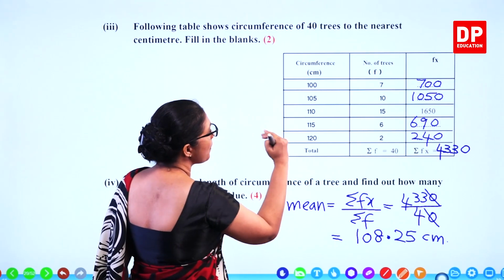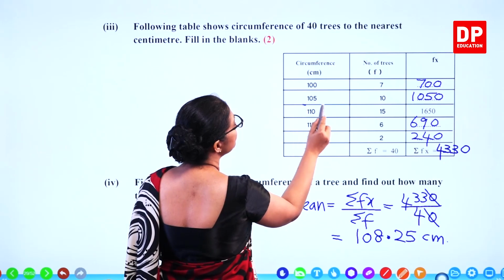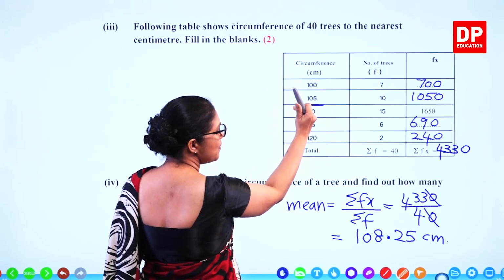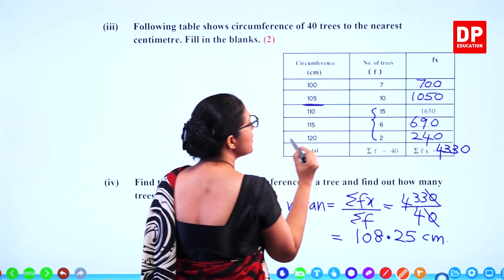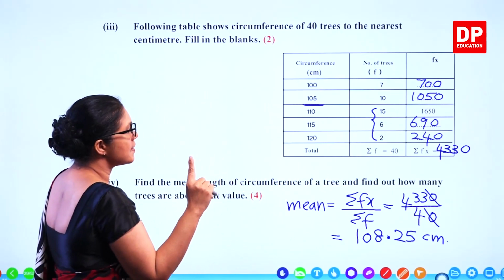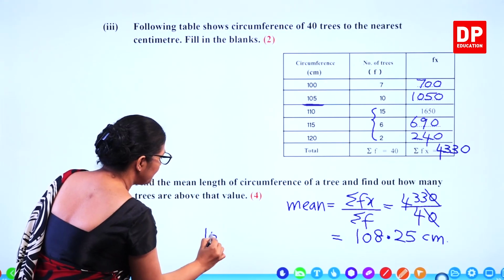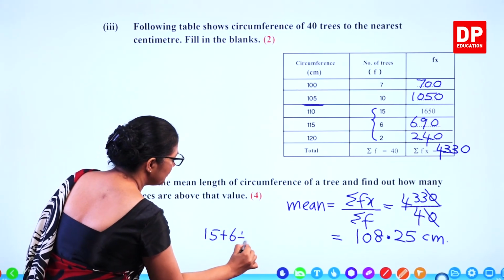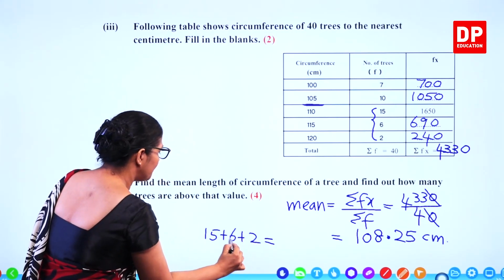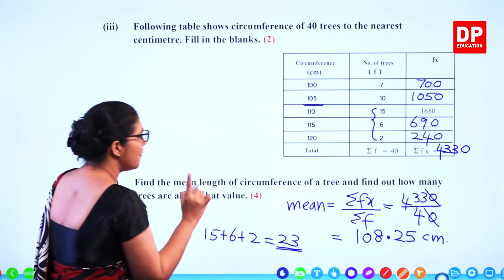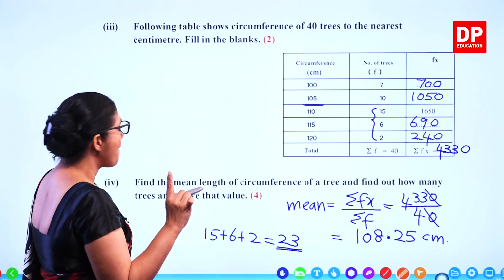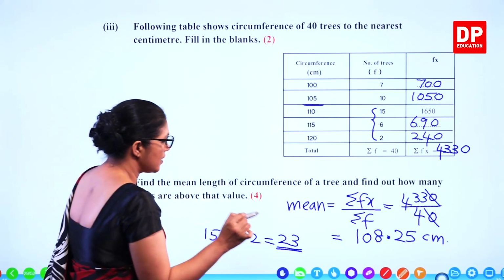108 is somewhere here. 108.25, above that. So that means we have to add these 3. 15 plus 6 plus 2. 23 trees are there above the mean circumference.